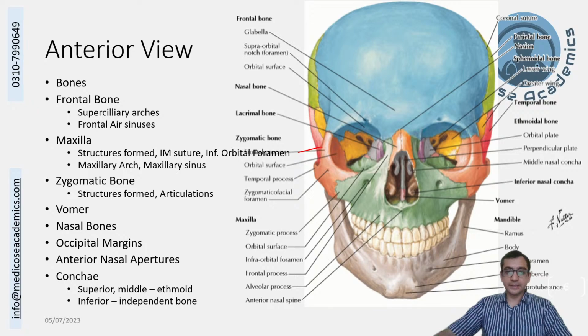So what is the maxillary arch? We have talked about the maxillary arch. This is the part where the teeth are attached. This part is the maxillary arch. Like this thing is the maxillary arch. So this part, the upper jaw, you see, this is the maxillary arch, the point where it gives rise to the roots of the teeth.